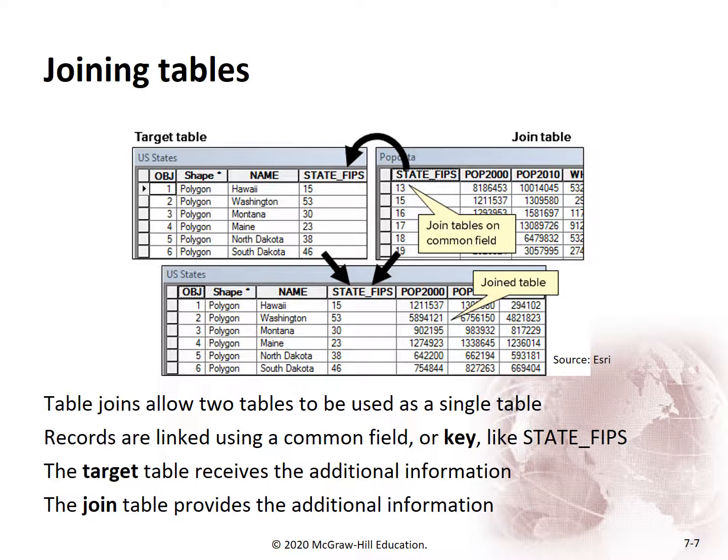Okay, so let's talk about joining tables. Table joins allow two tables to be used as a single table. Basically, it takes table A and table B, and you start your join at one location. So I want to join data to, say, table A. Then you go to table A, and to that you're going to join table B. So then table A will look like this longer table with table B stuff with it.